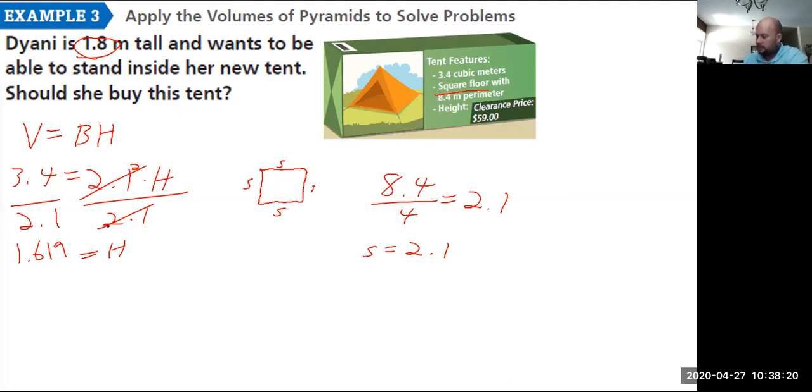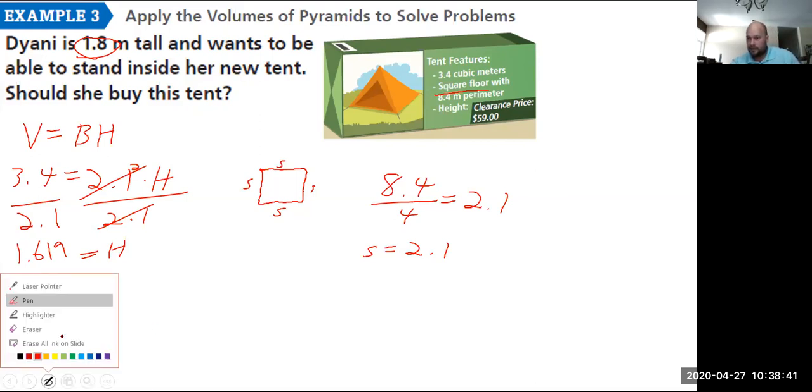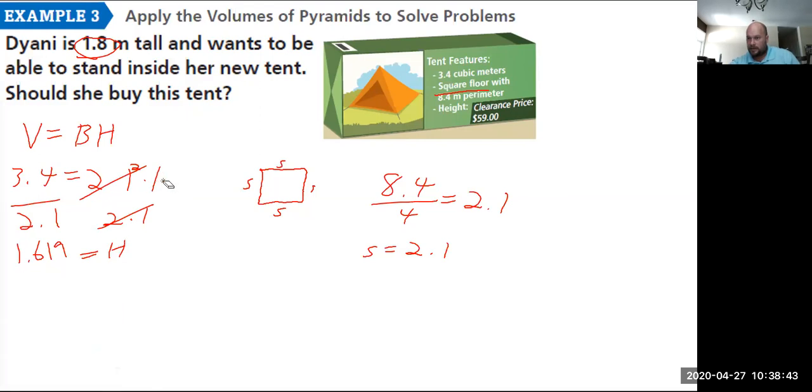But let's go ahead and do the math real fast. 2.1 squared. Yeah, let's erase this stuff for a second. I want it to look nice.